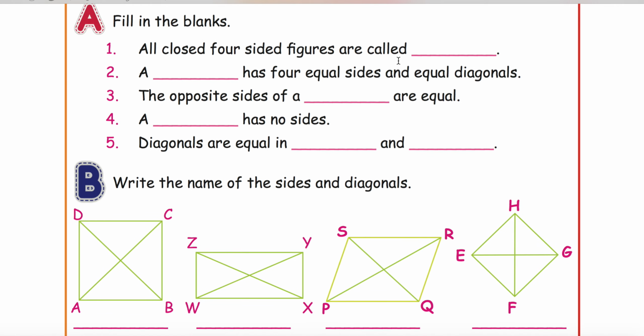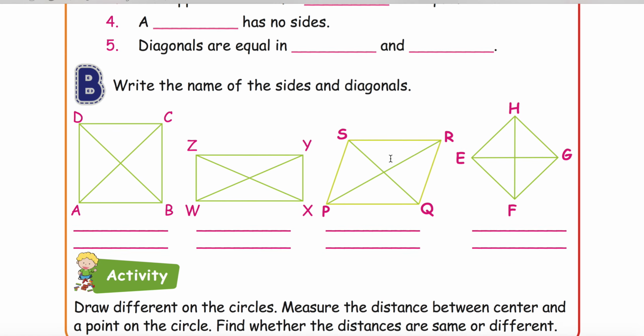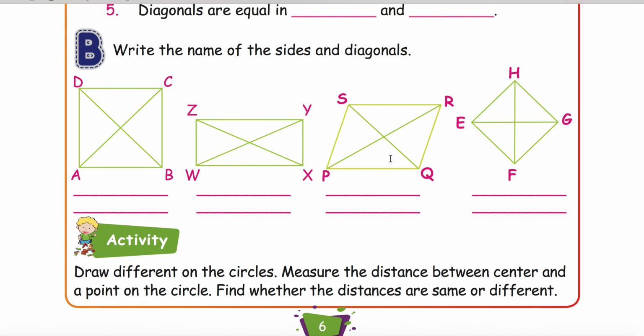All closed four-sided figures are called quadrilaterals. A square has four equal sides and equal diagonals. Opposite sides of a rectangle are equal. A circle has no sides. Diagonals are equal in a square and a rectangle.